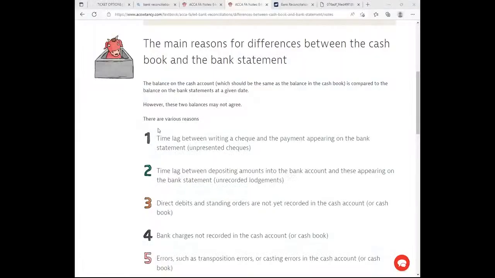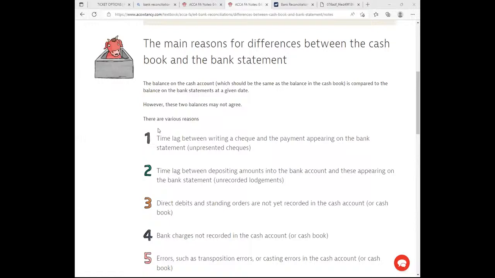So, ladies and gentlemen, here we are, and we want to look at bank reconciliation. Of course, at your level, it will be very important for us to look at the main reasons.